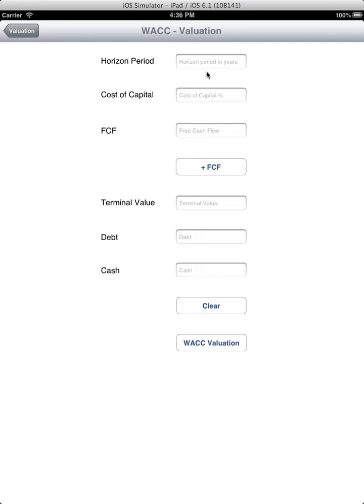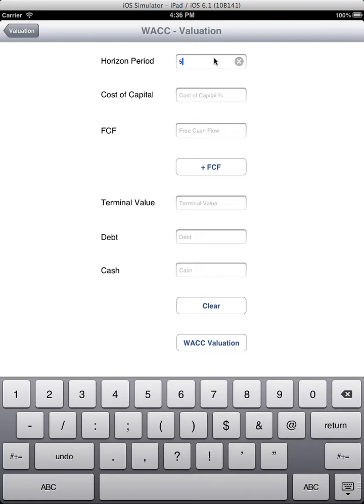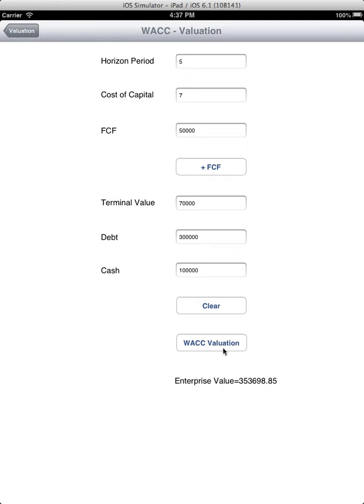So weighted average cost of capital valuation, 5 periods, cost of capital is 7%, free cash flow is 3,000, we added that. Next free cash flow is 400, we added that. Next free cash flow we also added. So terminal value is 70,000, and our debt is 300, and net, basically, to arrive at net debt. So this is the enterprise value.